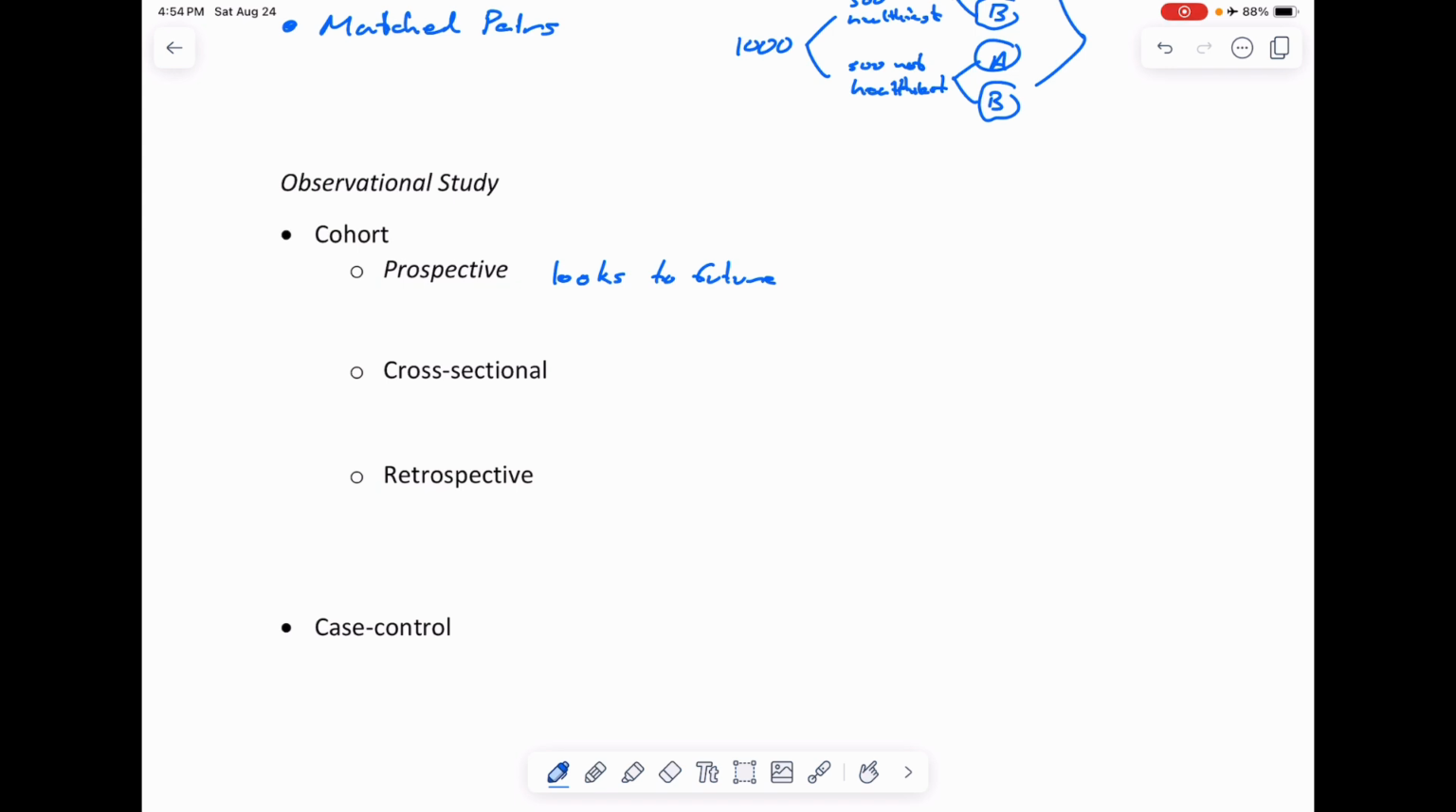Cross-sectional is a moment in time. So following the same type of example, maybe I just take 1,000 people and I ask generally, what is your diet? What kinds of foods do you generally eat? How many calories do you generally take in? Things like that. And then let's take a look at your current health and see if there's any kind of correlations that we can see. And then retrospective looks to the past.